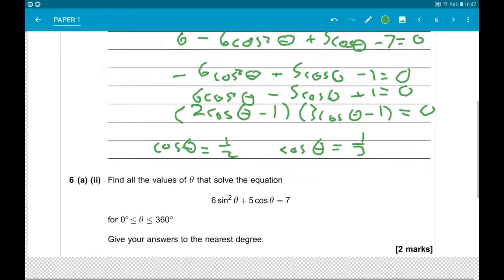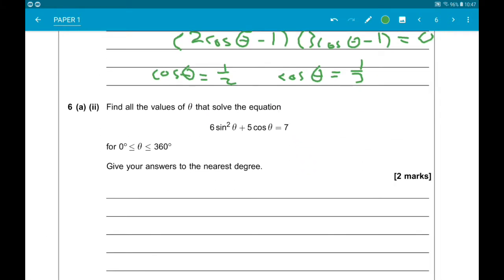Okay, then part B says, A part 2, find the values of theta that solve the equation for theta between 0 and 360 degrees. Give your answers to the nearest degree. Okay, so let's first of all deal with cos of theta is equal to 1/2.